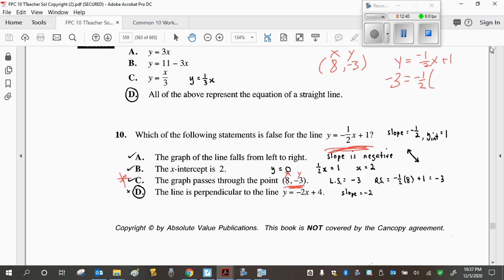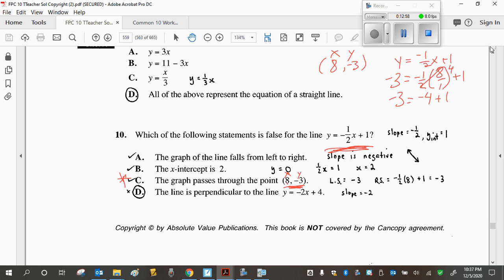X equals 8, which is 8 over 1, plus 1. I'm going to reduce it first and then multiply. So 8 divided by 2 is 4. 4 times -1 is -4. You can do it a different way if you wish.